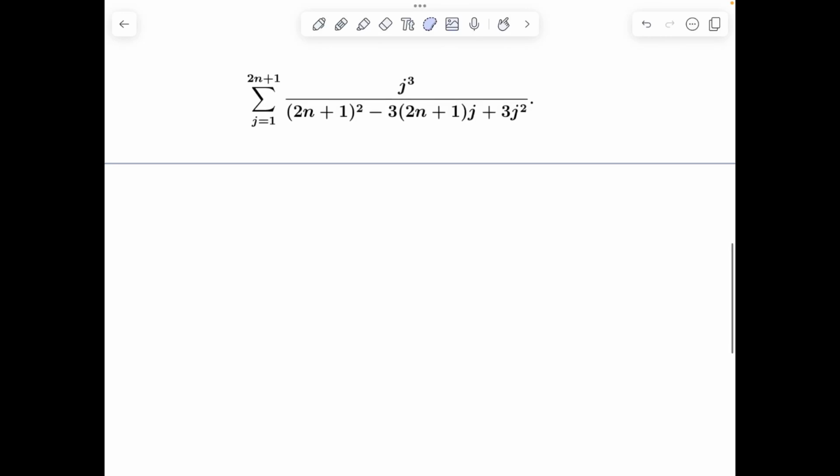Good morning all of you, and let's try this beautiful problem. So usually the problem of this type is motivated by telescopic series. Sometimes it has been seen that the basic idea of telescoping is built in there in a very beautiful way. So let's see how we can solve this problem.